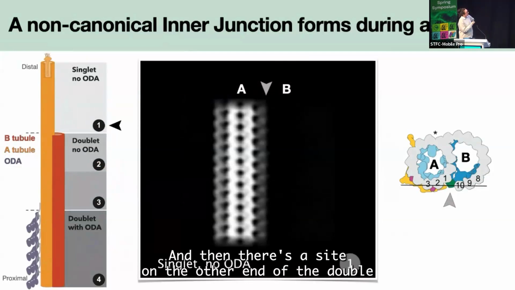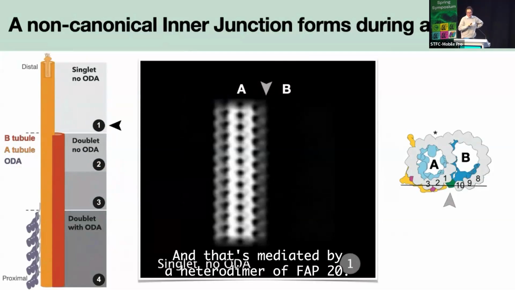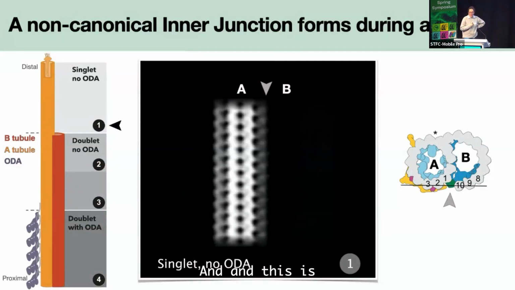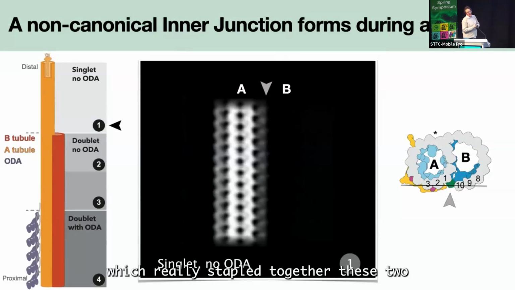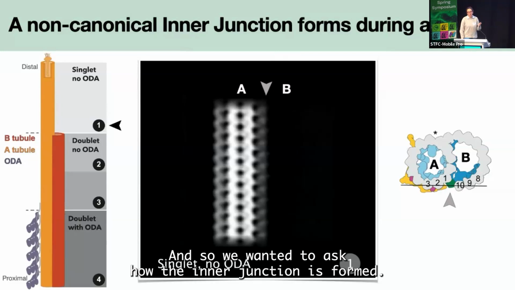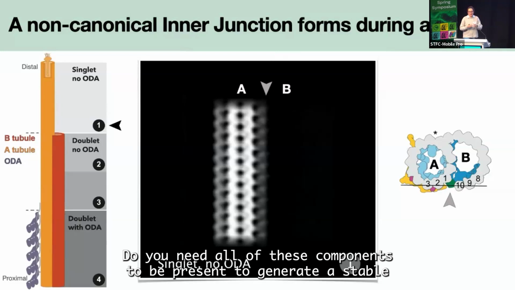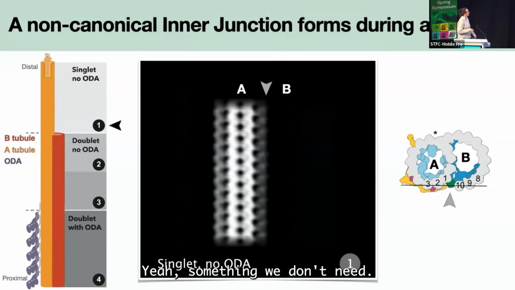Then there's a site on the other end of the doublet, which is called the inner junction, and that's mediated by a heterodimer of FAP20 and PACRG, and this is called the inner junction filament. That sits between the A and B tubules, and the interaction is stabilized by additional proteins on the internal face of the B tubule, which really staple together the protofilaments here, and they're really important for doublet stability. So we wanted to ask how the inner junction is formed. Do you need all of these components to be present to generate a stable B tubule attachment, or are some of them dispensable?